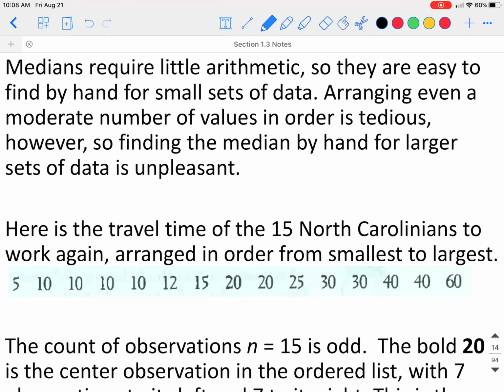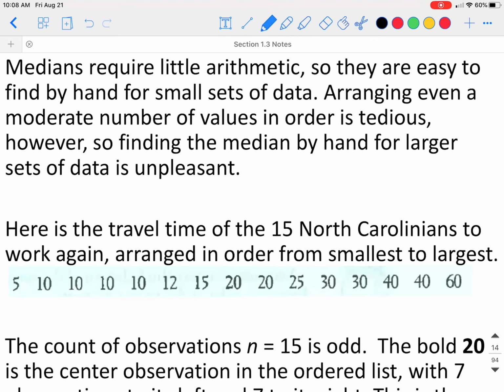Medians require little arithmetic, so they are easy to find by hand for small sets of data. Arranging even a moderate number of values in order is tedious, however, so finding the median by hand for large sets of data is very unpleasant.